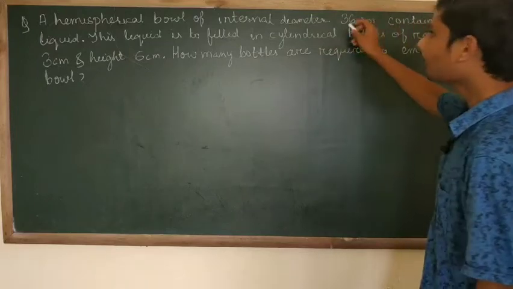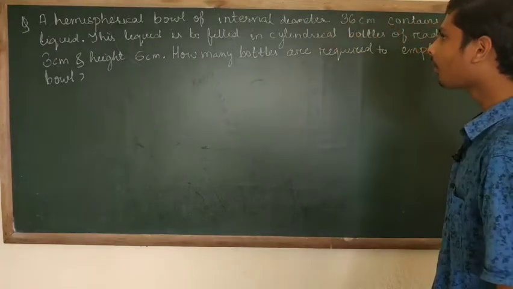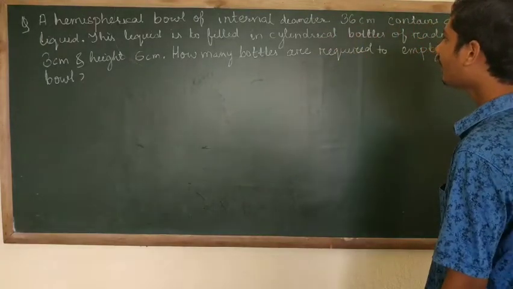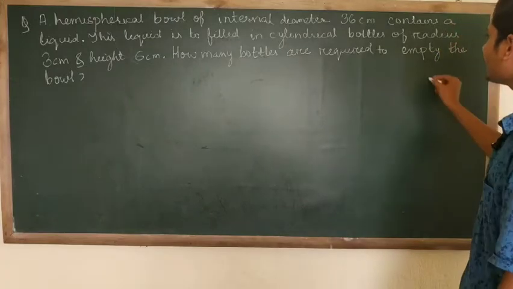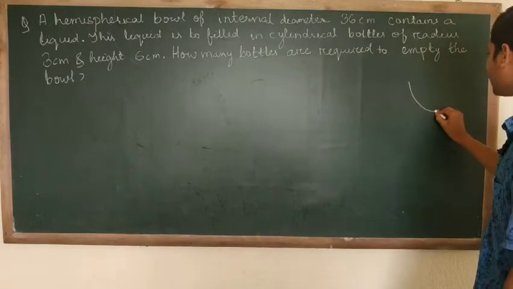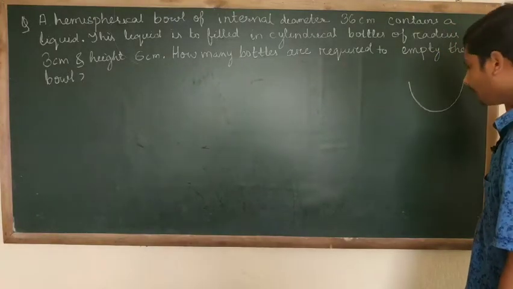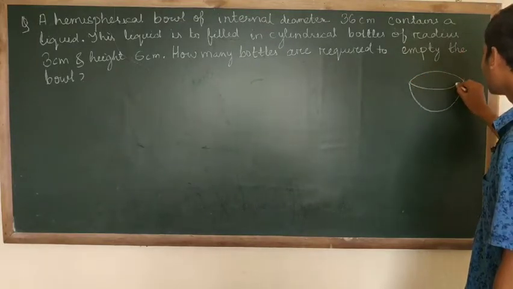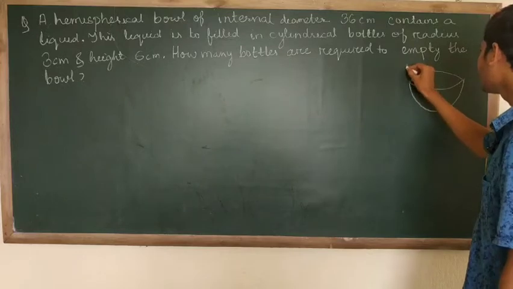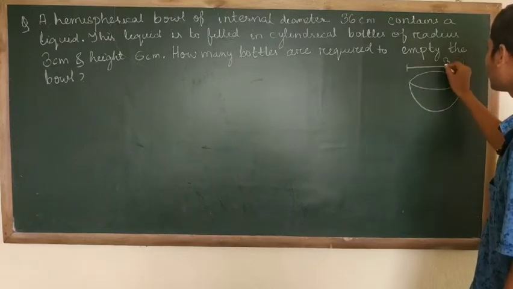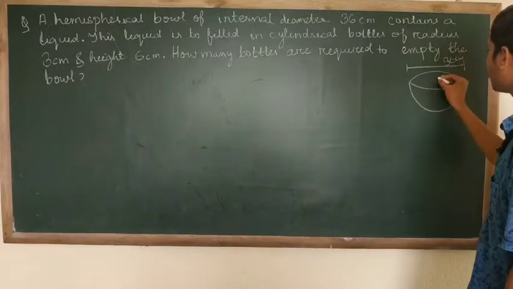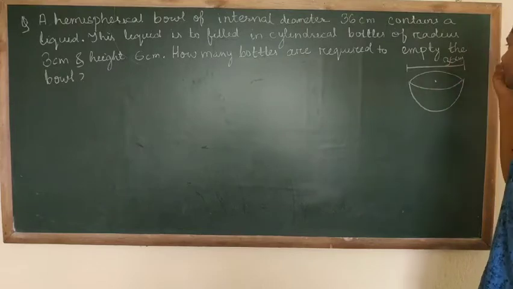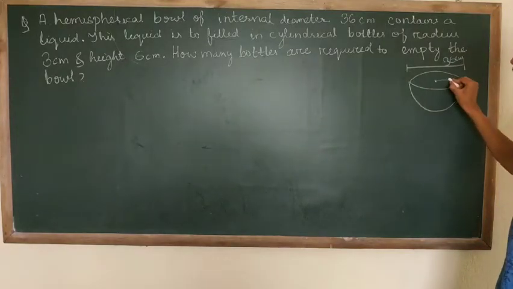So the question is: a hemispherical ball of internal diameter 36 centimeters. The ball has an internal diameter of 36 centimeters, meaning from here to here it is given as 36 centimeters. So what will be the radius? Radius is equal to diameter by 2, which is equal to 18 centimeters.